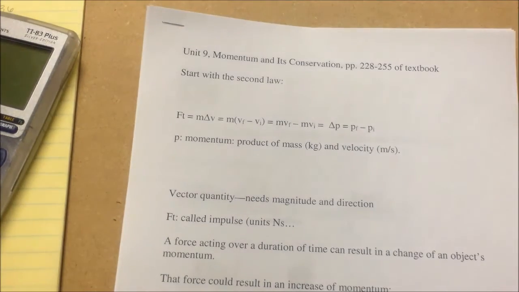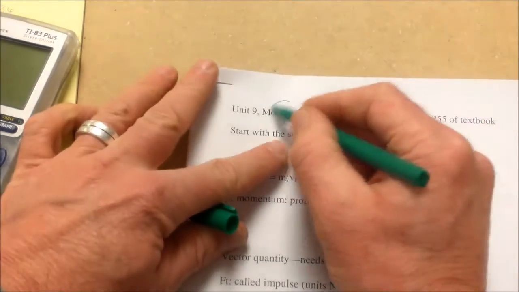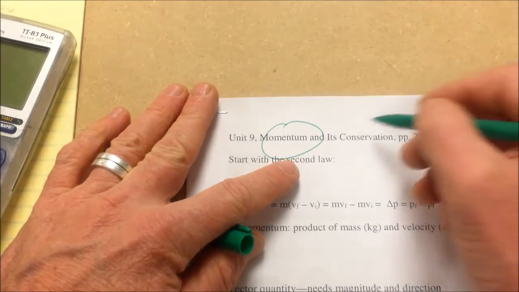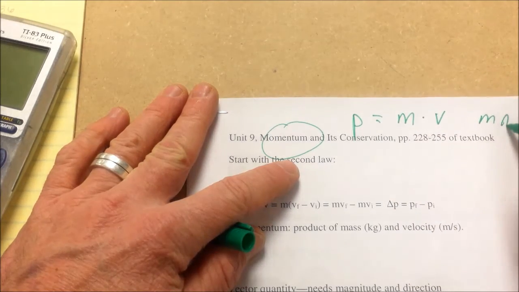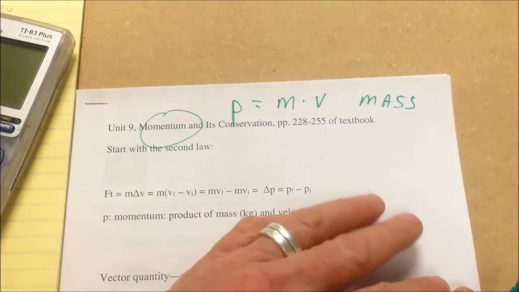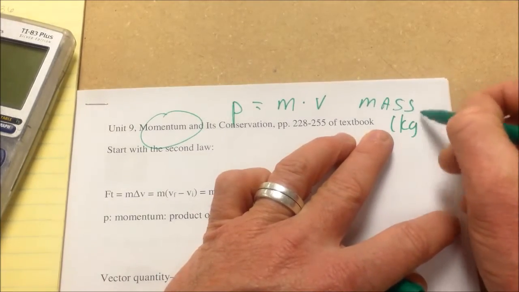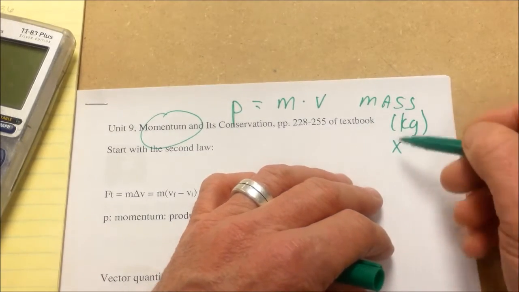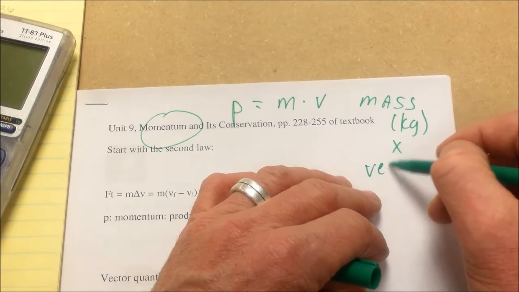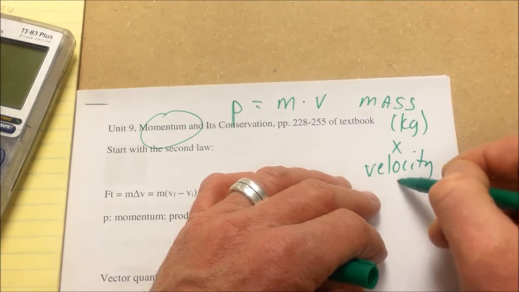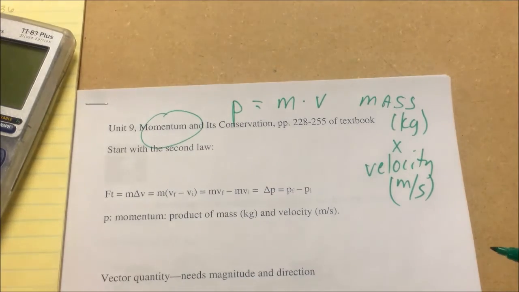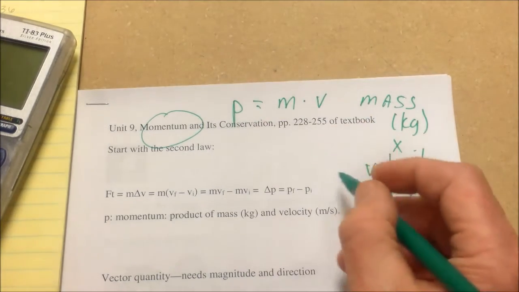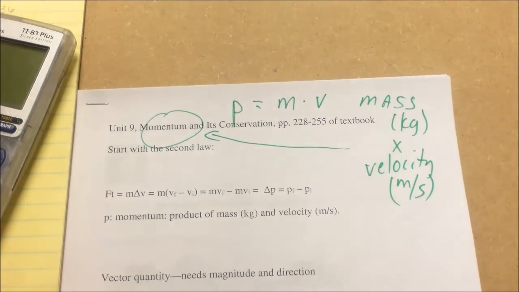So we have been discussing momentum, right? This idea of momentum, which is often given the symbol P, is the product of mass and velocity. We take an object's mass in kilograms and multiply it times the velocity, which we put in meters per second. We multiply those two things together, and we get momentum.